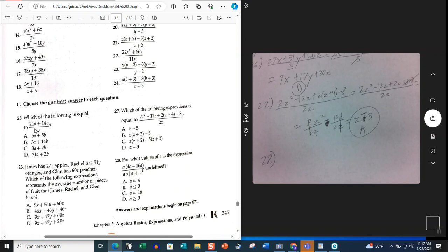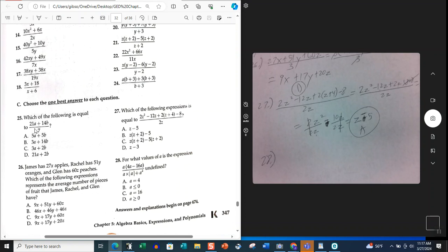So now let's look at C for 16. We know 16 wouldn't work either if we put it in for A. So now we're left with B and D. Remember, they said the best answer. So if we look here, it says A is less than or equal to 0, or A is greater than or equal to 0. Now listen. Let's concentrate on what less than 0 means. Less than 0 means negative numbers. Greater than 0 means positive numbers.